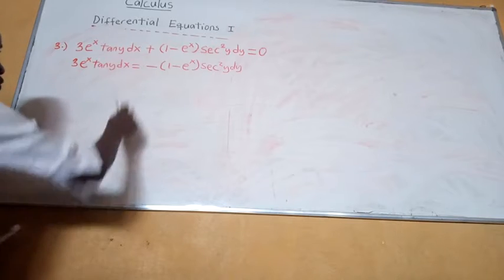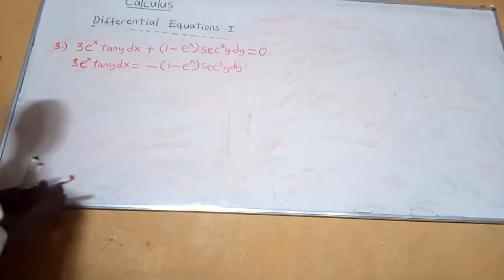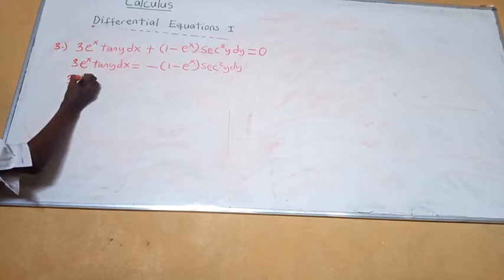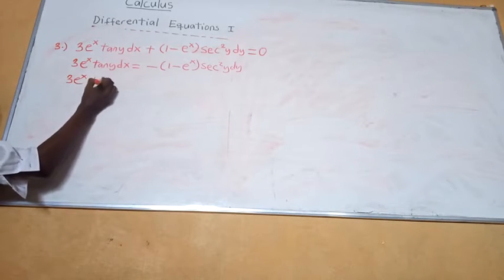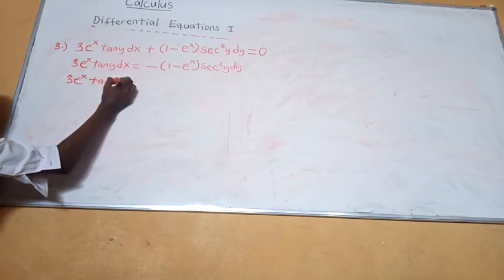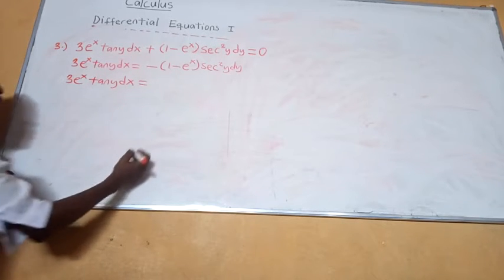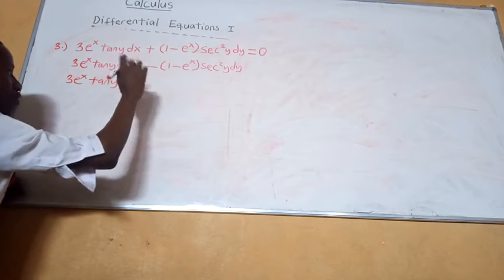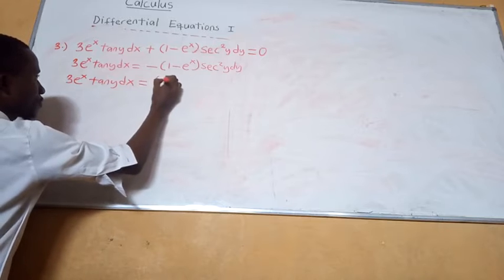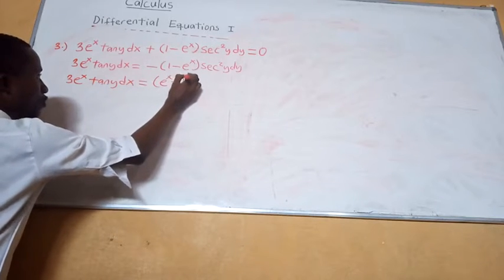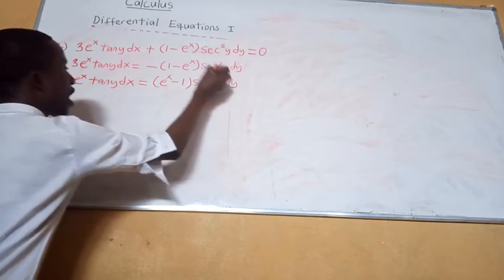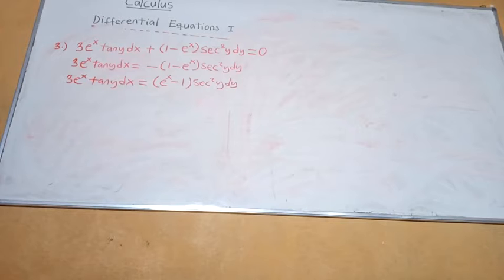So, multiply the negative by every term in the parenthesis. Here on the side we have 3e^x tangent of y dx equal to negative and positive, so negative and positive won't give us minus 1. Here we have (e^x minus 1) secant square of y dy. We can now see that it is easier for us to do our variable separation.